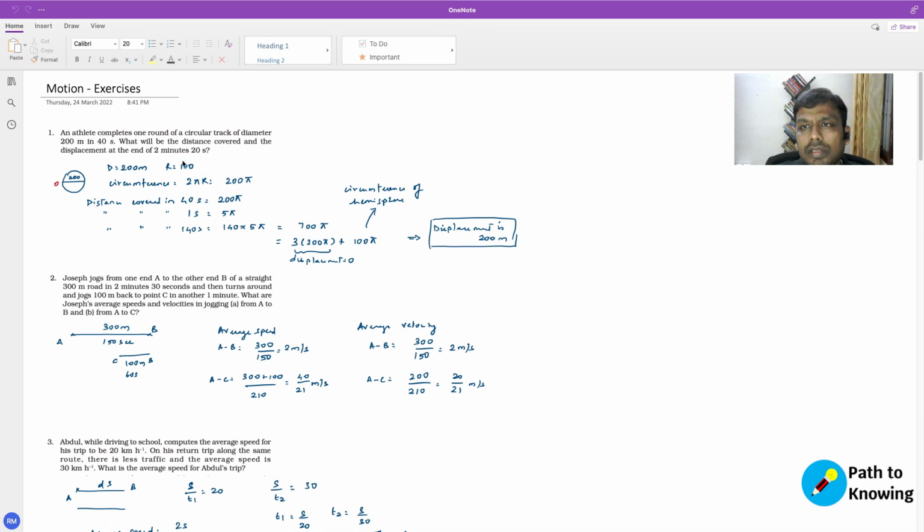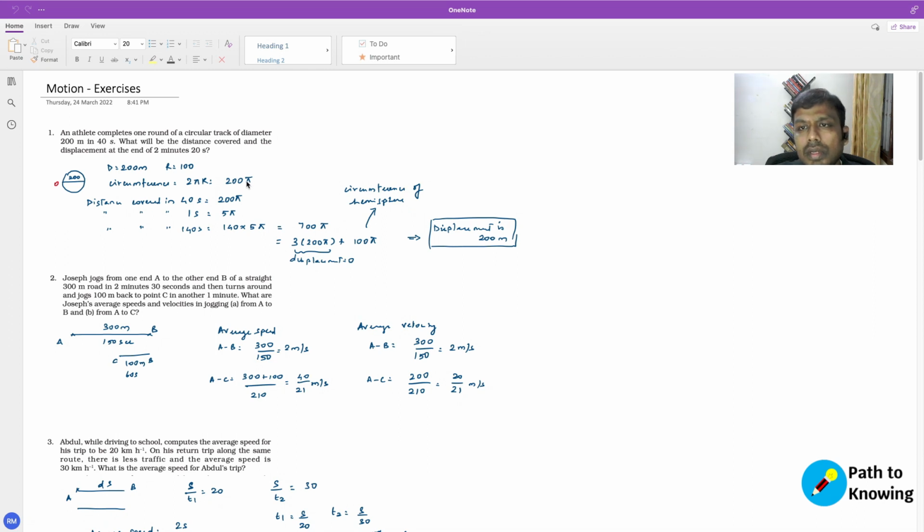We know that it's a circular track. Let's consider the person starts here, and let's consider this to be the origin, and the athlete completes a track like this. He keeps completing more laps. The diameter is 200 meters, which means that the radius is 100 meters. The distance covered in one lap is the circumference, 2 pi r, which is 200 pi.